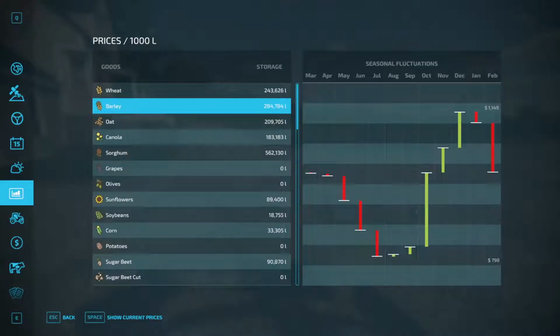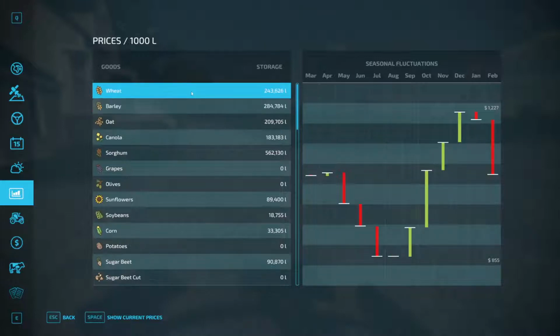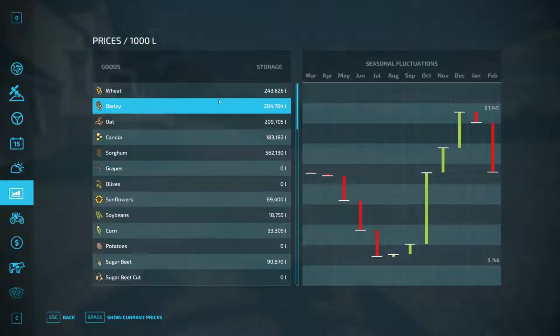Here we have the seasonal fluctuations, and I'm going to look at wheat and barley as the main ones, just to give the best example. Right now, my seasonal fluctuations say that the best time for me to sell my wheat and my barley, based on the historical trend, is going to be December, not January. And I looked at one of my old spreadsheets, and it said January.